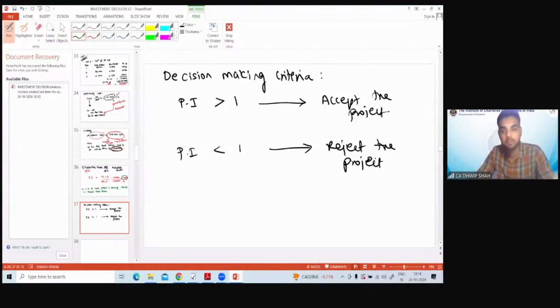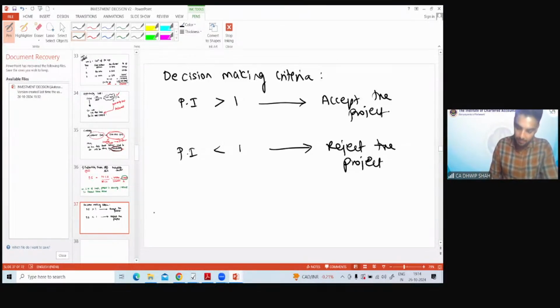If you want to accept, accept. If you want to reject, reject. If it is equal to 1, you are free to choose anything. Likewise, if NPV is 0, or if PV of CI is just equal to PV of CO, then you are free to do anything. You either accept or reject. It doesn't matter.